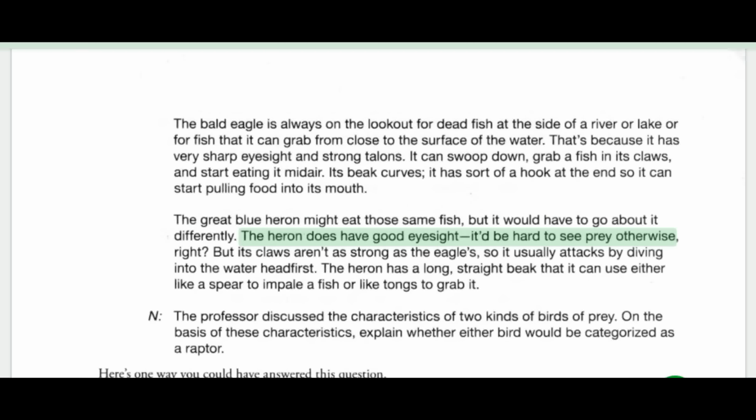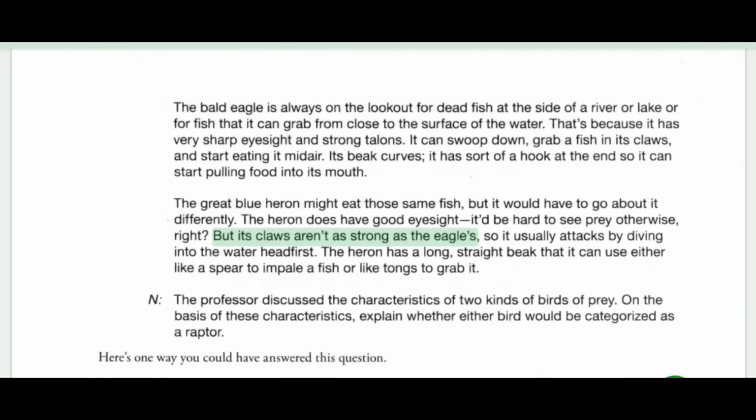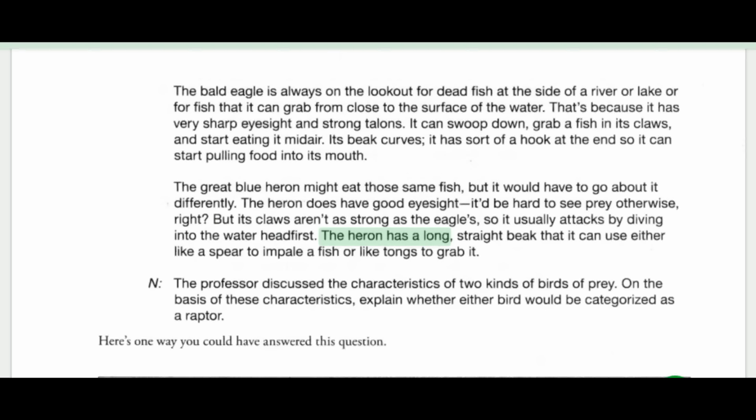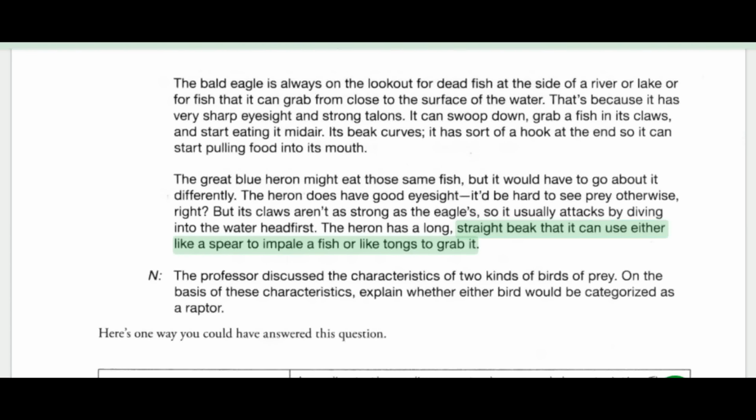The heron does have good eyesight. It'd be hard to see prey otherwise, right? But its claws aren't as strong as the eagle's, so it usually attacks by diving into the water headfirst. The heron has a long, straight beak that it can use either like a spear to impale a fish or like tongs to grab it.